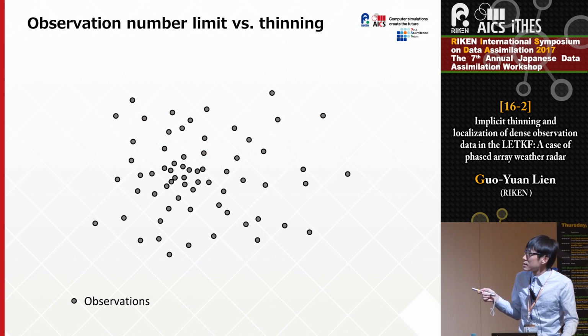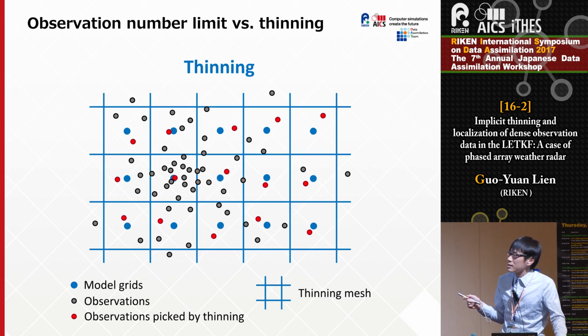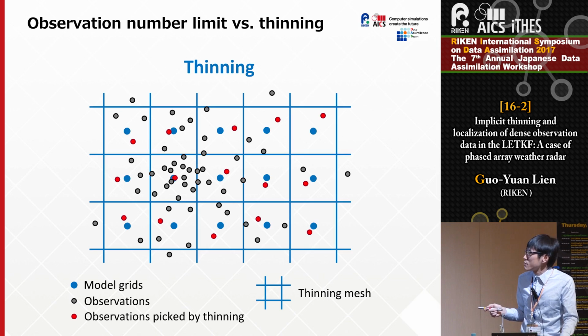This is a schematic of how this observation number limit works compared to the traditional thinning method. Assuming we have this kind of distribution of observations, we have more dense observations here. If you do thinning, you first define the thinning mesh like this, and then you pick up only one observation per thinning grid. So we pick up only the red observations, and we discard all of the other gray observations before doing the data assimilation.